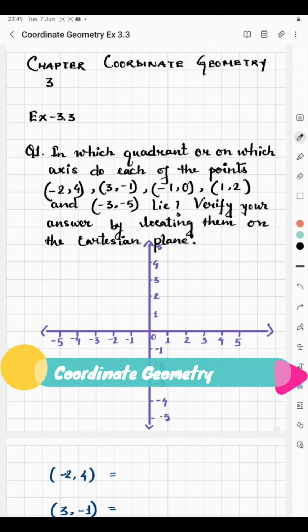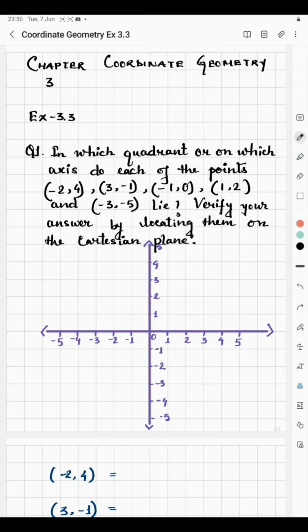Today I'll be starting with question number 1 of exercise 3.3. Question number 1 says, in which quadrant or on which axis do each of the points (-2, 4), (3, -1), (-1, 0), (1, 2) and (-3, -5) lie? We have to find in which quadrant or on which axis these points lie, and then verify your answer by locating them on the Cartesian plane.